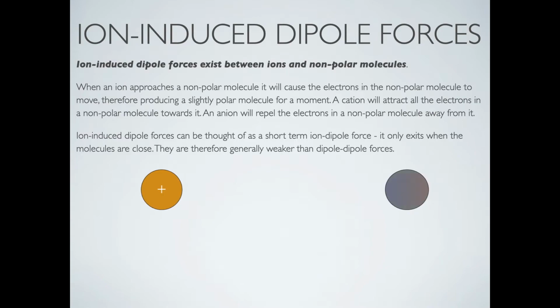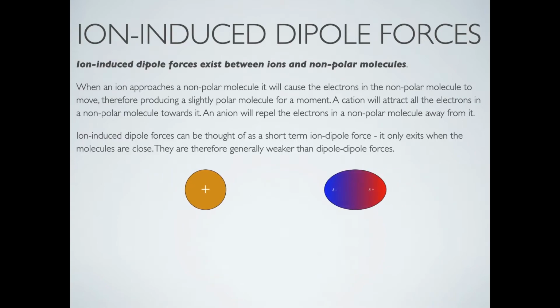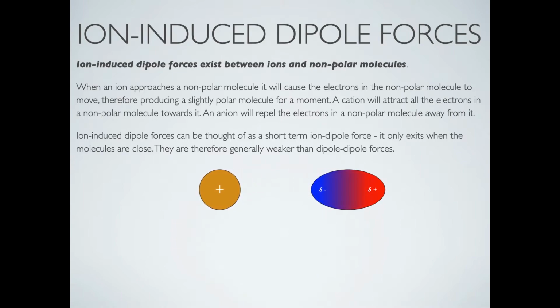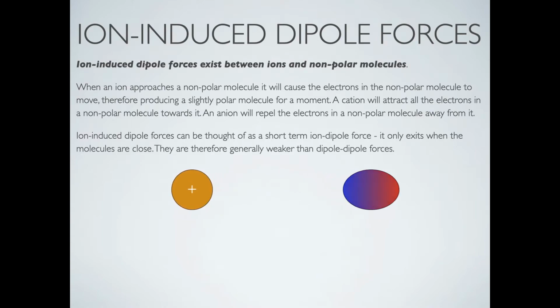Let's look at that animation again. So they get closer. The electrons, the blue, move closer to the positive, and the partial positive is on the opposite side. They get closer and closer. That partial charge gets stronger and stronger, and when they move away, they reduce back again. Smaller and smaller partial charges until they're far enough away that you can call it a non-polar molecule. Okay, that's what happens when you have a cation.